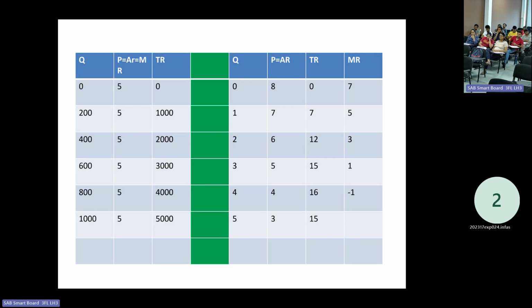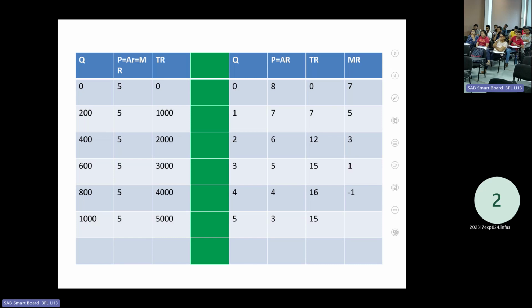Finally, the marginal revenue curve is also linear, but this is the demand curve. You plot the demand curve and see: the marginal revenue curve lies below it. For example, marginal revenue is positive and then becomes negative, so there is a zero point also. Here it's not reflected.